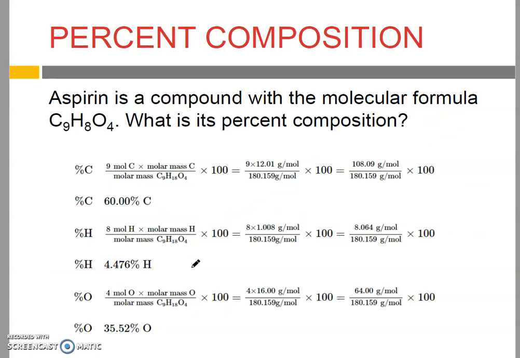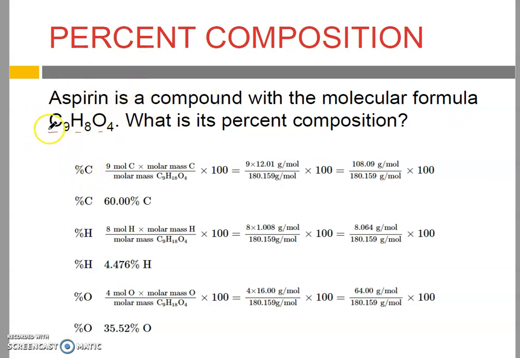Aspirin is a compound with molecular formula C9H8O4. What is its percent composition? When it says its percent composition, automatically you know it is about the percent of each element. It does not need to say what is the percent of carbon, what is the percent of hydrogen. If it asks for its percent composition, it means every single element in the compound, and you share the percentages.